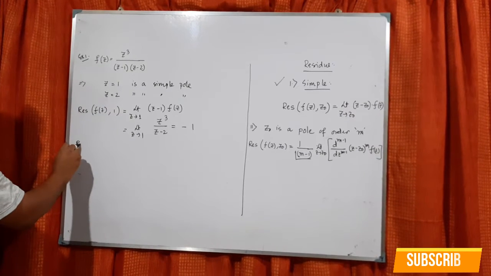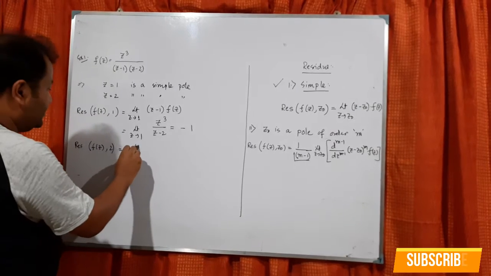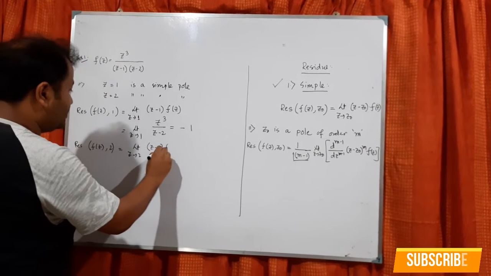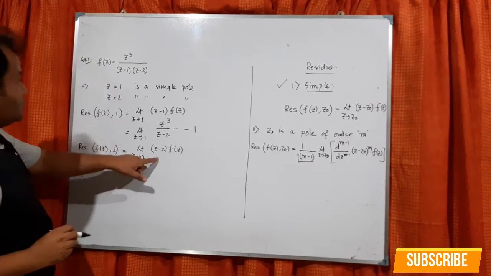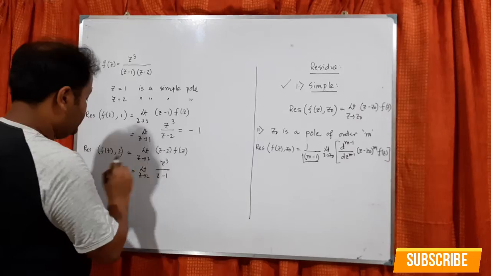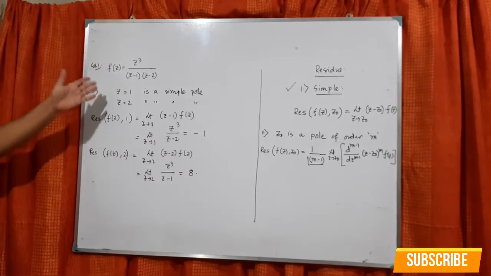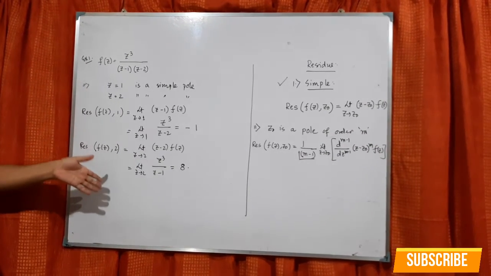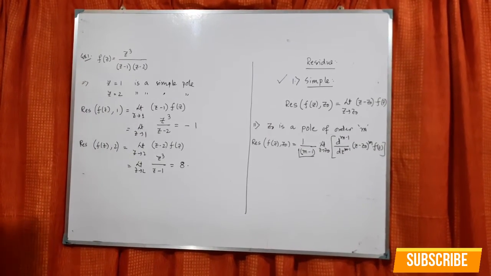Similarly, you can calculate residue of f of z at 2. That will be limit z tends to 2 of z minus 2 times f of z. So z minus 2 will be cancelled, so this will be z cube by z minus 1. This is a very simple formula, and we can use this kind of formula to find the residue for a simple pole. Now let us give another example.